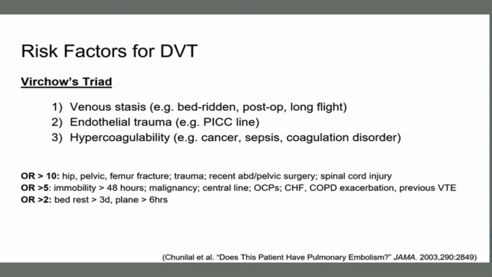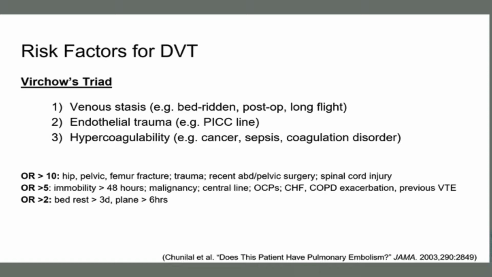Risk factors for DVT are an important thing to know because these are going to be things you're asking about if you're worried about a DVT and/or a pulmonary embolism. What we categorize things into is the Virchow's triad, where there are three big risk factors. One is venous stasis. Examples include being bedridden, being on a long flight for over 6 hours, or being post-op and kind of staying still.